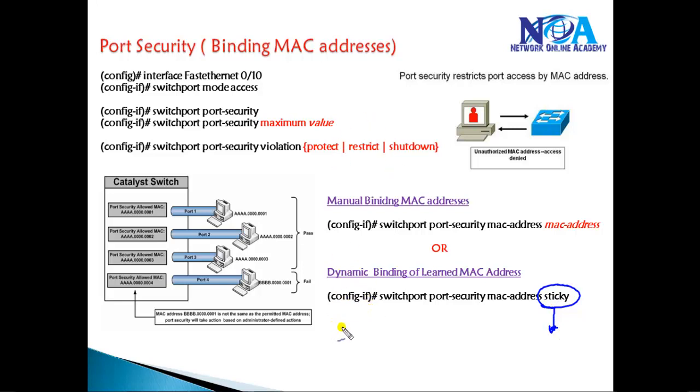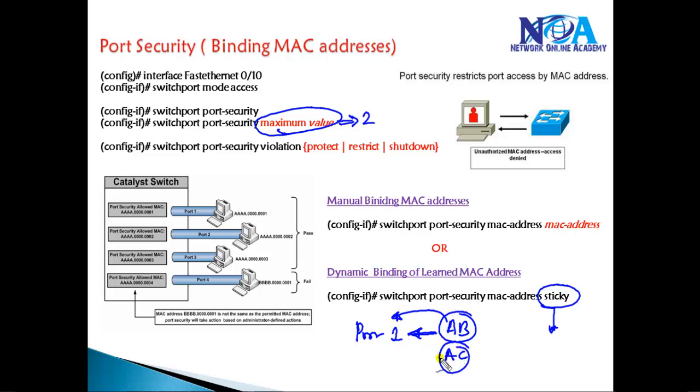Now sticky is an option which will do automatic binding. Let's say I'm defining the maximum MAC address of 2, and by default on port number 1 there are no MAC entries, because those are dynamic and will be removed automatically. So if it learns a MAC address AB for the first time, it's going to bind this MAC. And if it learns any other MAC address AC, it's going to bind it on port number 1. Which means every time any new MAC address is learned on that particular port, it will be automatically bound to port number 1.